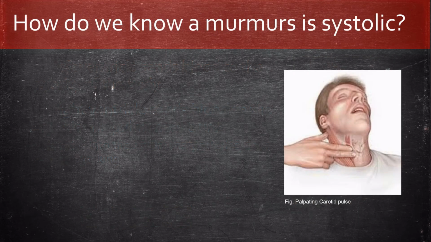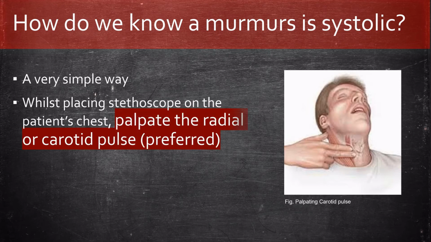But how do we tell if a murmur is systolic? There's a simple technique. Place the stethoscope on the patient's chest and palpate the radial or carotid pulse. If the murmur coincides with the pulse, it is a systolic murmur.